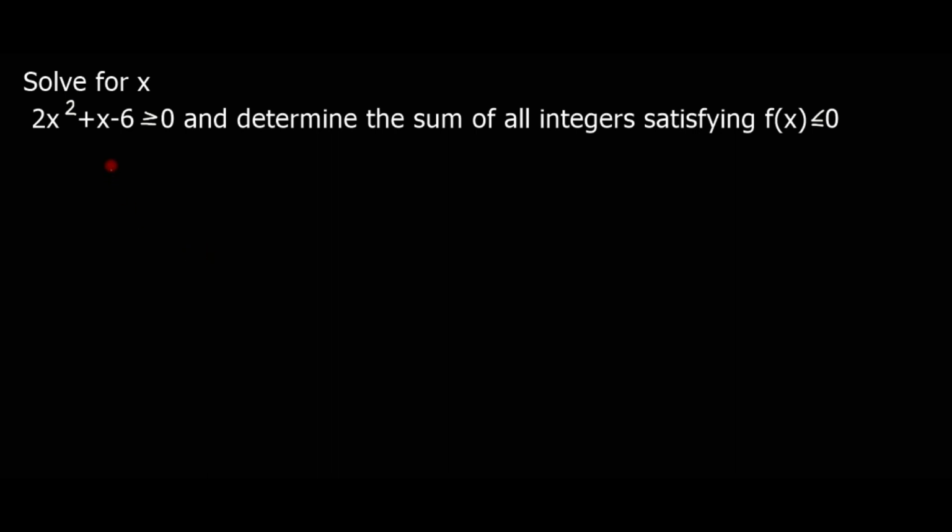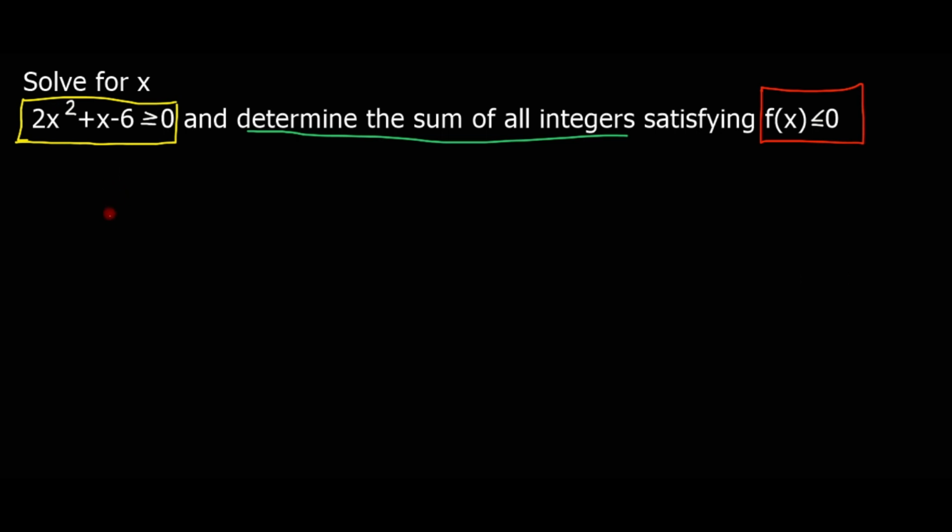This one says solve for x, and then we are given the inequality. So we will solve for x based on this inequality, and then the next part says determine the sum of all integers satisfying f(x) less than 0. So let's first focus on this one, solve for x.